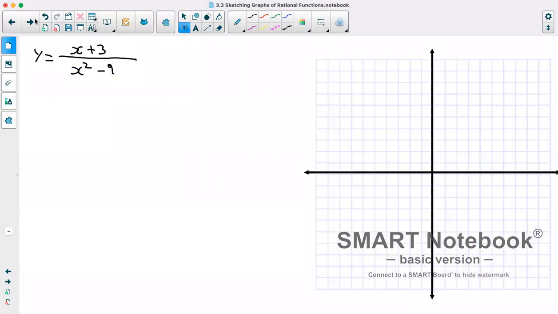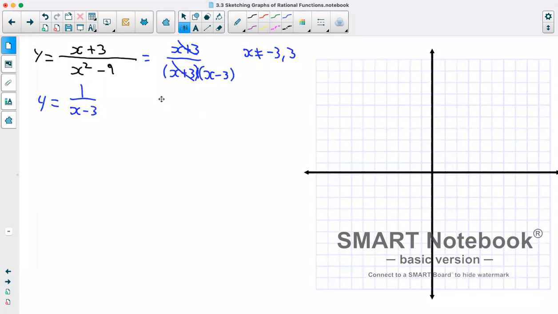Okay, this is our last example, x plus 3 divided by x squared minus 9. So we'll start out by factoring our denominator. So we've got x plus 3 over x plus 3 times x minus 3. So right away, we know we have non-permissibles at -3 and +3. Now our plus 3's are going to cancel out. So that leaves us with y equals 1 over x minus 3.